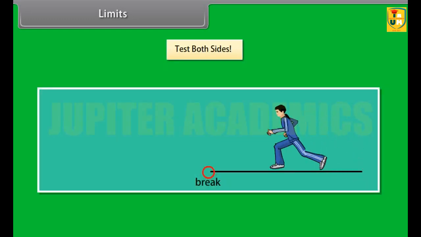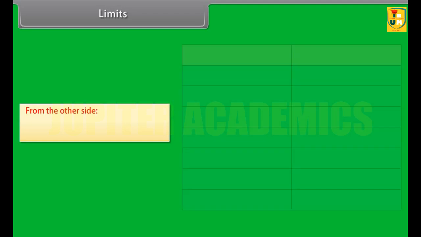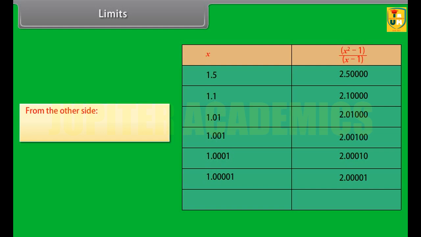Limits. Test both sides. It is like running on a path and suddenly you find a break in the path. Let's try from the other side. For x is equal to 1.5, the value of the function is 2.50000. For x is equal to 1.1, the value is 2.10000. For x is equal to 1.01, the value is 2.01000. For x is equal to 1.001, the value is 2.00100. For x is equal to 1.0001, the value is 2.00010. For x is equal to 1.00001, the value is 2.00001. Also heading for 2.